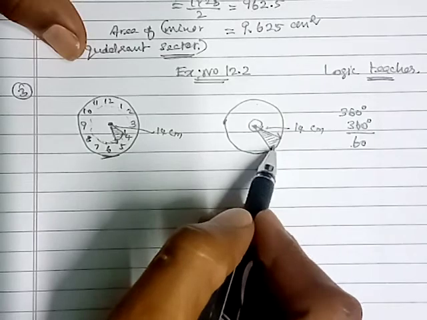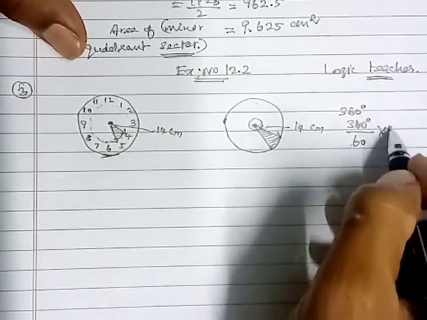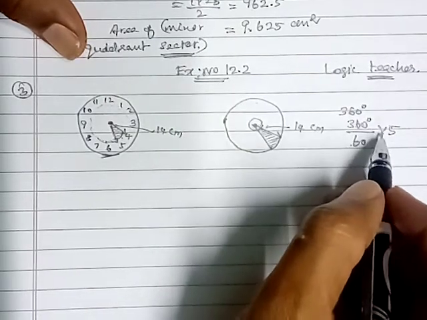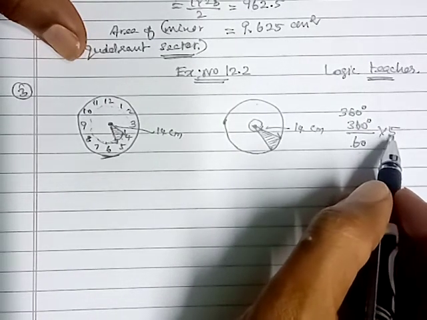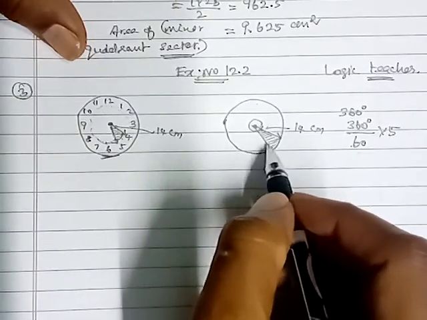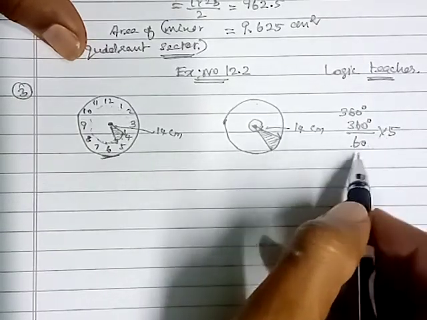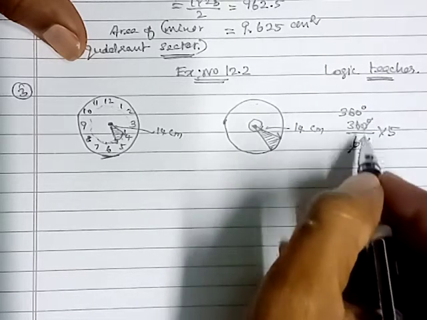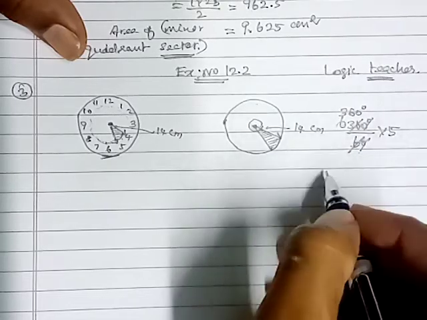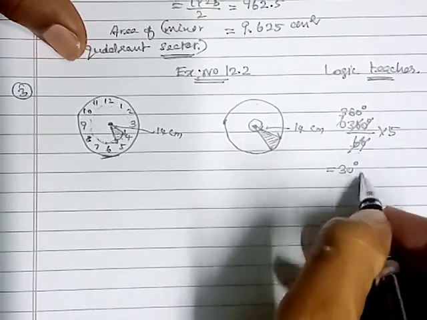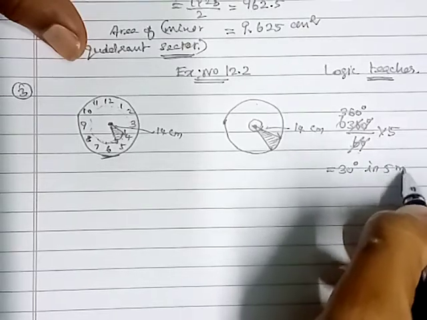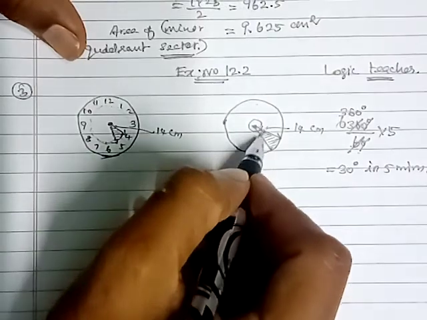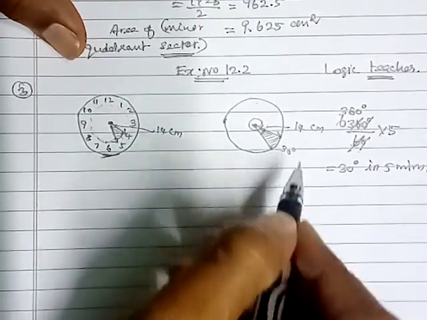We have to find out for 5 minutes, right? What's the angle for 5 minutes? For 60 minutes it is 360 degree. So what is the angle it will travel for 5 minutes? 0, 0 cancelled, 6 and 36 are cancelled, 6. So 6 into 5, 30 degree it will travel in 5 minutes, right? So this angle is 30 degree.